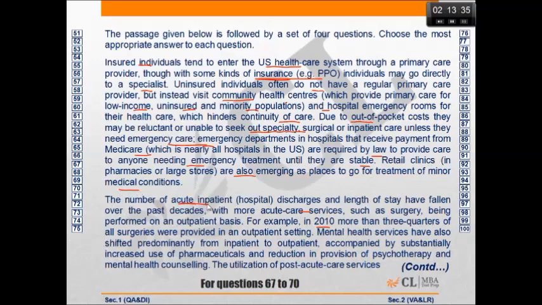The number of acute inpatient discharges and length of stay have fallen over the past decades, with more and more acute care services such as surgery being performed on an outpatient basis. For example, in 2010, more than 3/4 of all surgeries were provided in an outpatient setting. Mental health services have also shifted predominantly from inpatient to outpatient, accompanied by substantially increased use of pharmaceuticals and reduction in provision of psychotherapy.